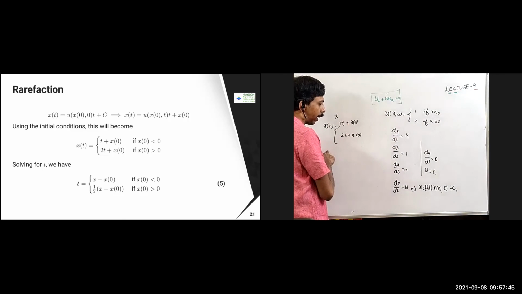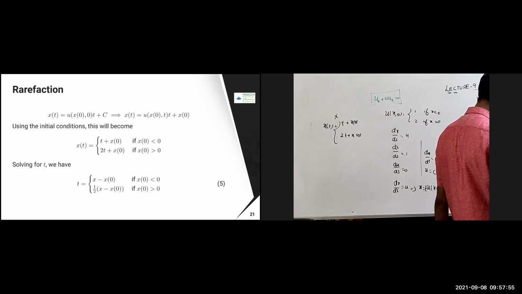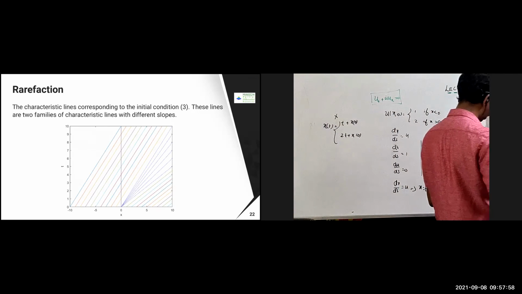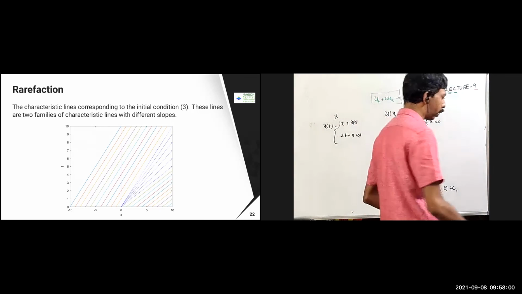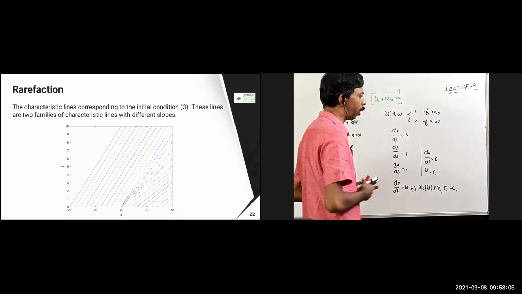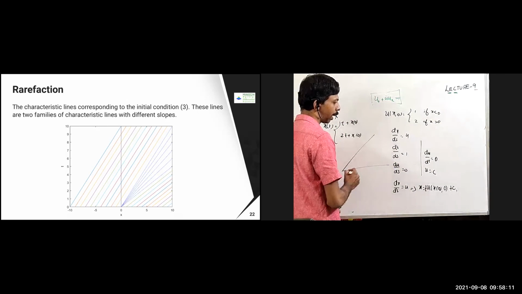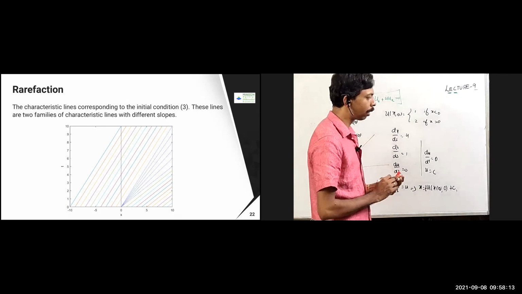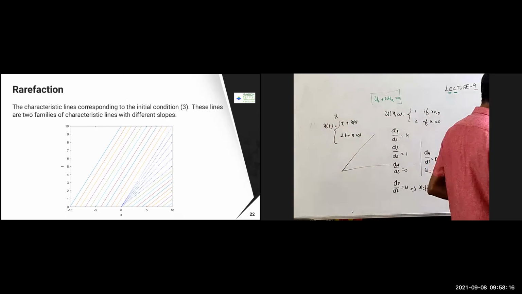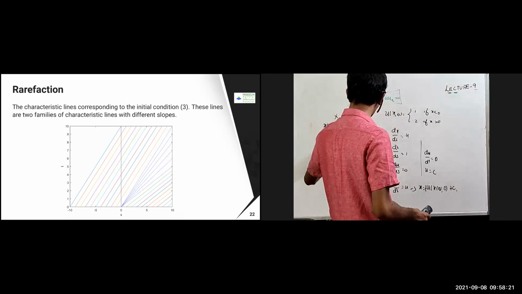Then solving for t from this one, you are going to get t in terms of x and x naught. I will explain this part in the next class once again, because this is the same thing for the shock waves also. In the rarefaction, you are going to have two families of characteristic lines. One is going to go in this direction, another in the other direction, with different slopes. One will be for this one, one will be for this one.